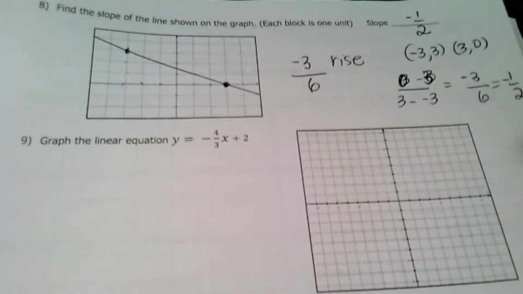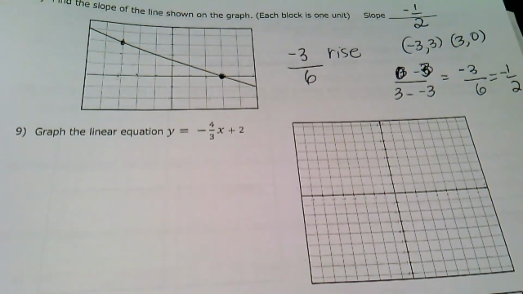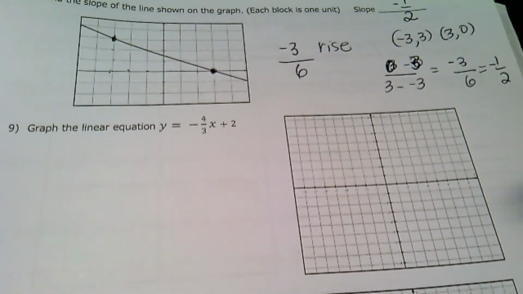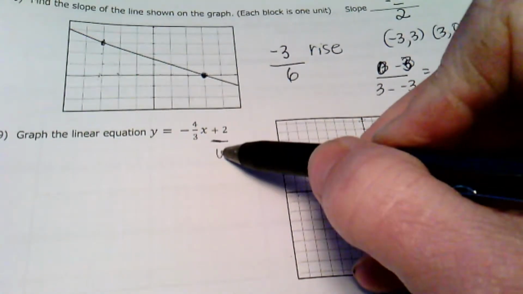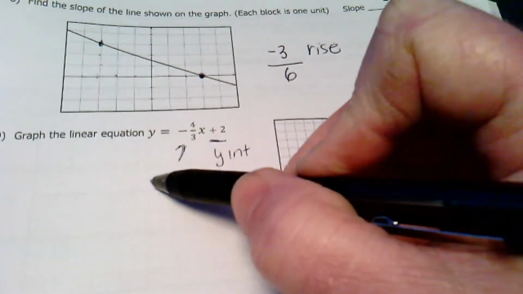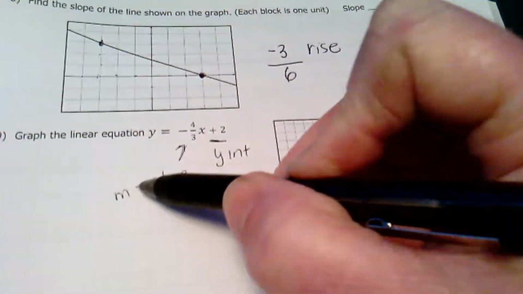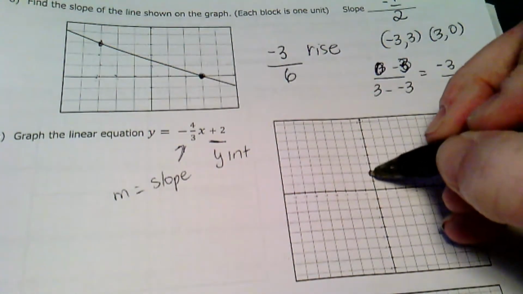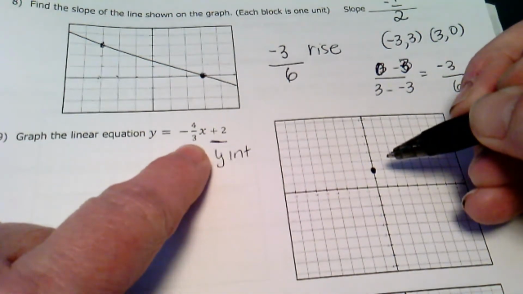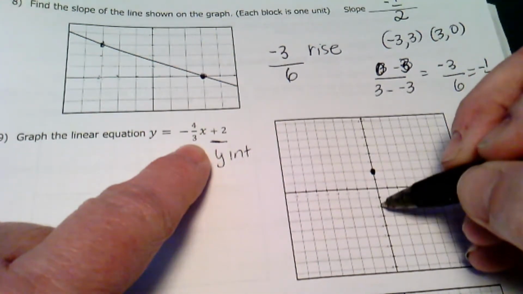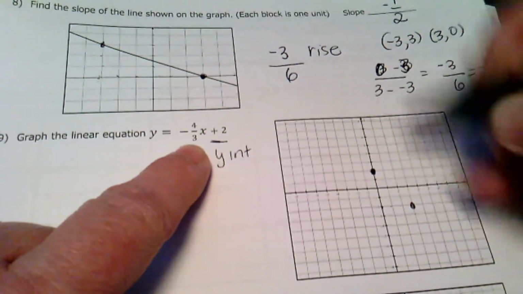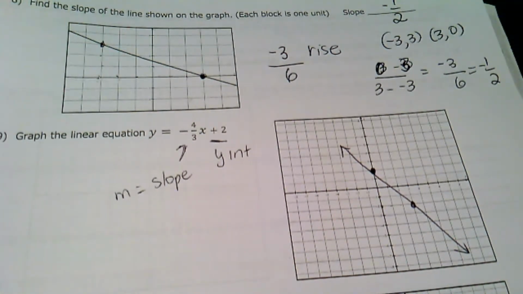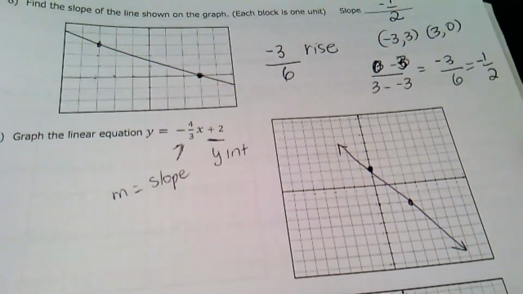Alright, number 9. Graph the linear equation y equals negative 4/3 x plus 2. This is in slope-intercept form, which is a perfect form to graph because this is your y-intercept and this is your slope, which we call m. So put a point on your y at 2, and then go down 4 over 3. 1, 2, 3, 4. 1, 2, 3. And then we can draw a line the best you can. You're going to be doing these on a computer, so you'll have a lot straighter lines.